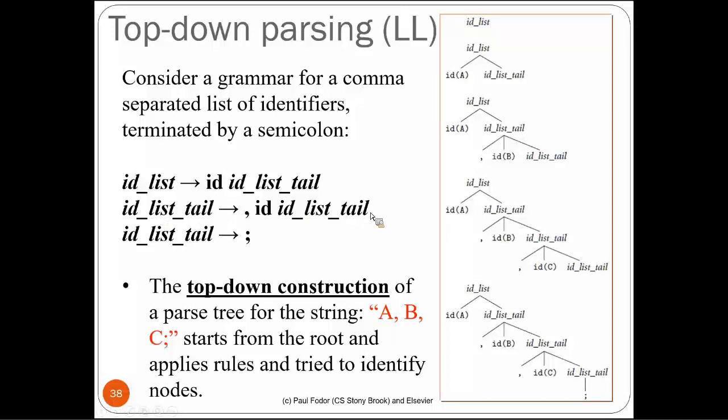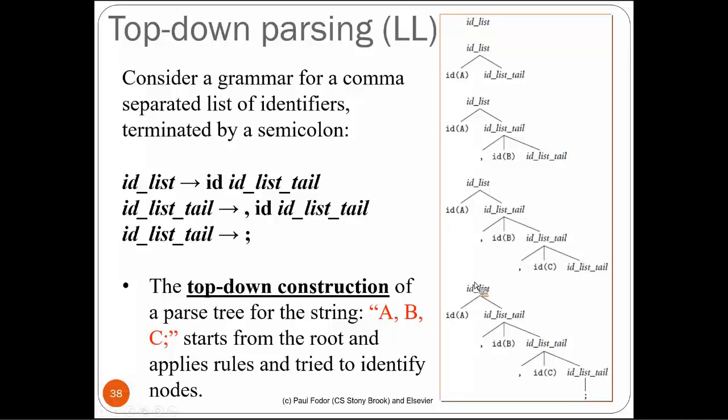So we cannot use the second production rule, we have to use the third production rule, or basically the second production rule for the ID list tail. So an ID list tail is semicolon. We identified all the tokens that we had in the input stream, and we built top-down the parse tree for ID list.